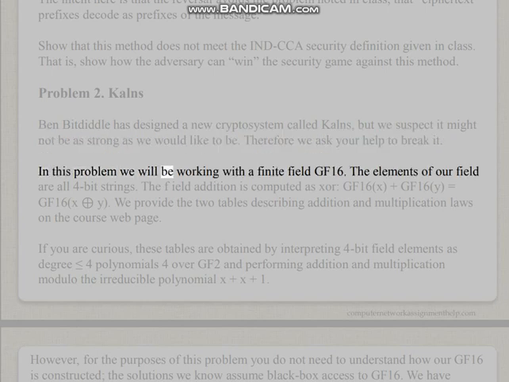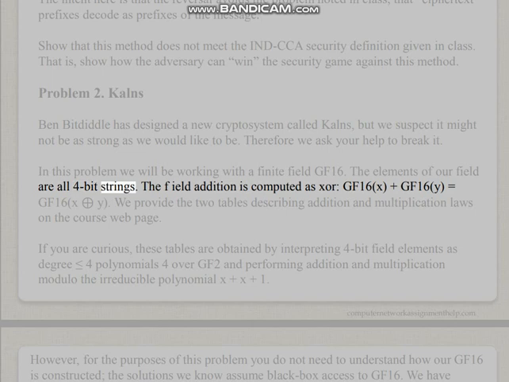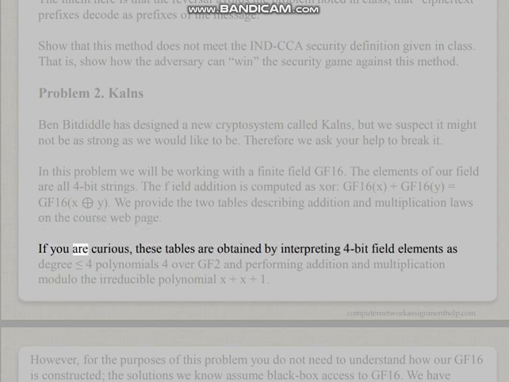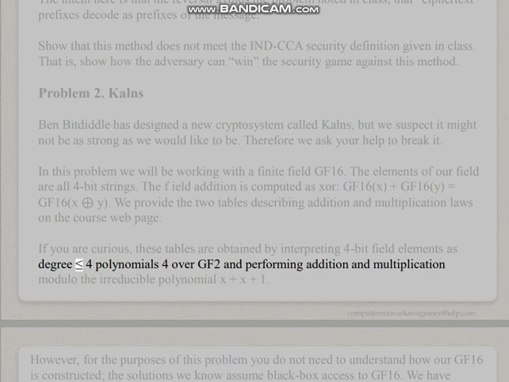In this problem, we will be working with a finite field GF16. The elements of our field are all 4-bit strings. The field addition is computed as XOR: GF16 x plus GF16 y equals x XOR y. We provide the 2 tables describing addition and multiplication laws on the course webpage. If you are curious, these tables are obtained by interpreting 4-bit field elements as polynomials of degree less than or equal to 3 over GF2 and performing addition and multiplication modulo an irreducible polynomial.